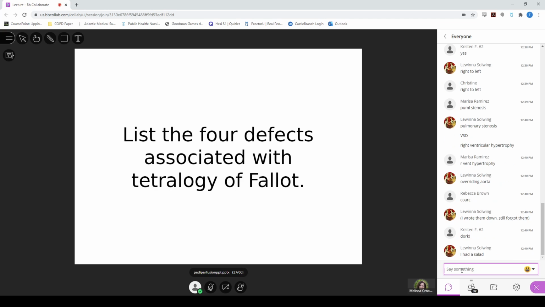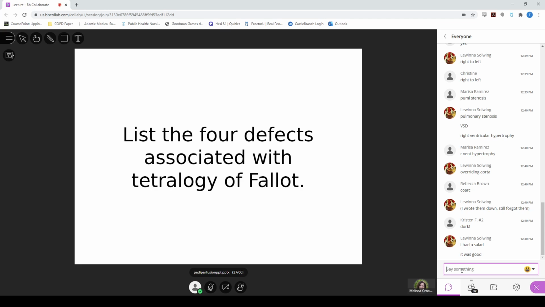Okay, so it's the VSD, it's the overriding aorta, pulmonary stenosis, and right ventricular hypertrophy. Okay.